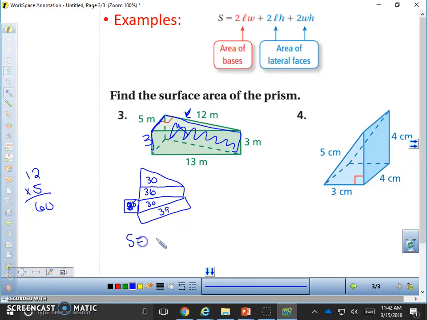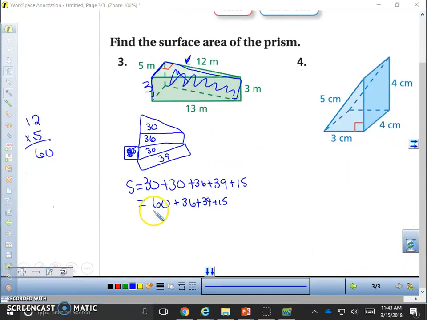Now we add them all up. S equals 30 plus 30 plus 36 plus 39 plus 15. 1, 2, 3, 4, 5. I got all of the sides. 30 plus 30 is 60. 60 plus 15 is 75. Ooh, 36 plus 39. 75. 75 plus 75 is 150 meters squared.